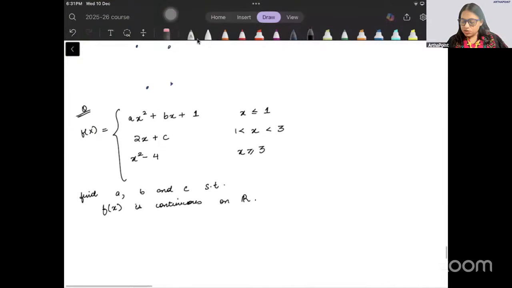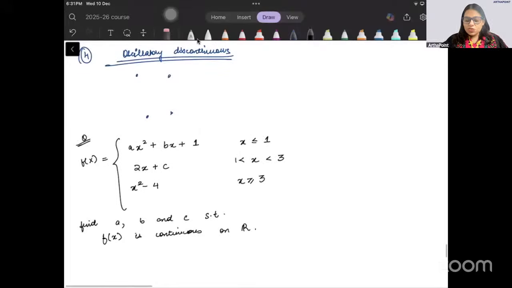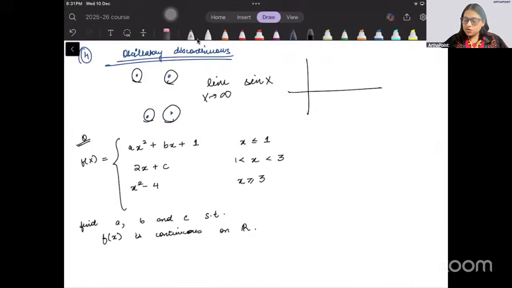Oscillatory discontinuity. So it just means that you are oscillating between two values. You're not reaching one of the values. If I ask you the limit as x tends to infinity, what happens to sine x? You cannot tell, because sine x looks like this. It oscillates between 1 and -1.